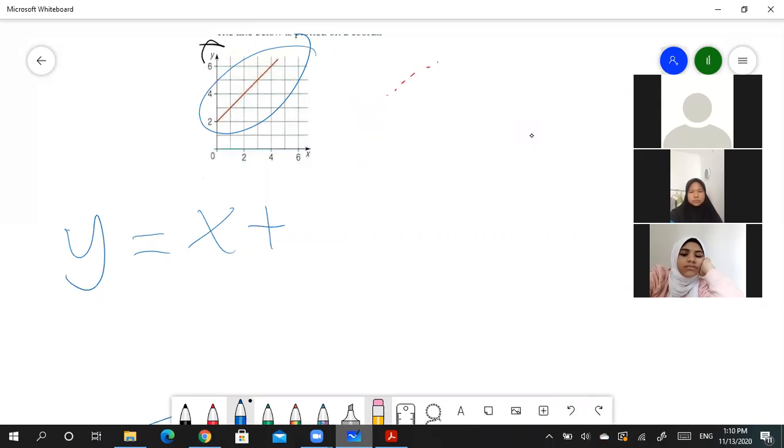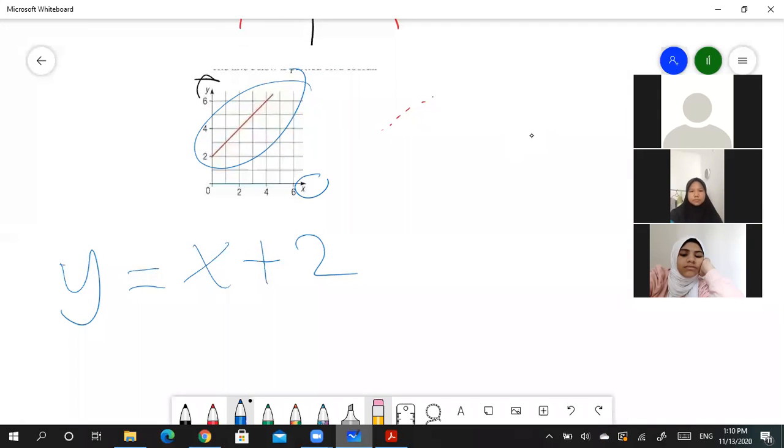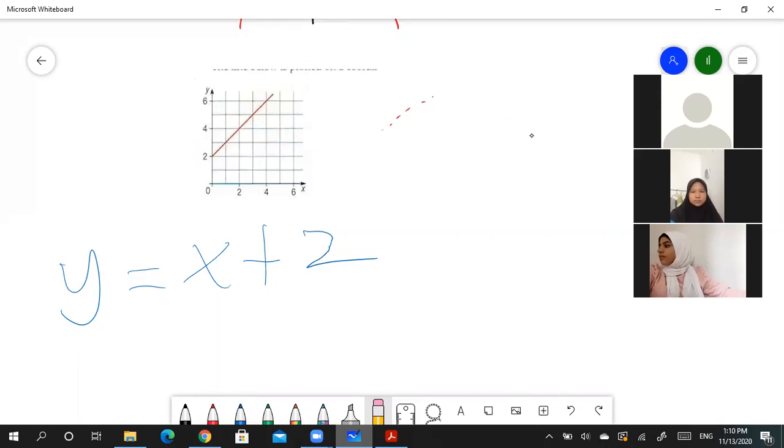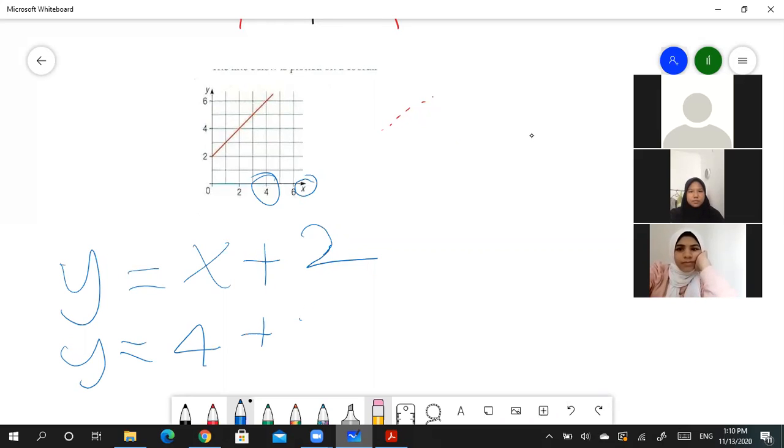Here is x, here is y in our Cartesian coordinates. I want you to choose any value of x from here. Choose any value, for example, 4. This is the value on x. 4 is on x. So y will be equal to x plus 2. What is x now? 4. 4 plus 2.